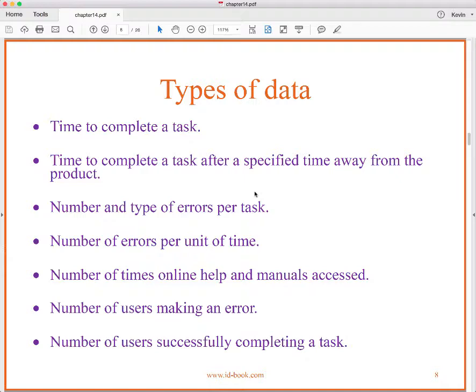Numbers of times online help and manuals are accessed. The number of users making a particular error, the number of users successfully completing a task. So we want to measure things, and these are pretty concrete things that we're able to measure.